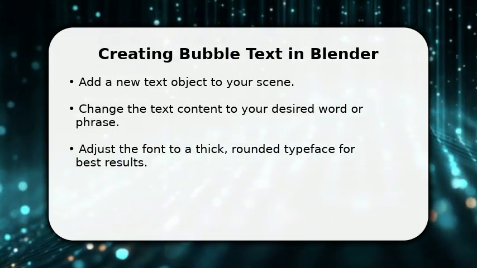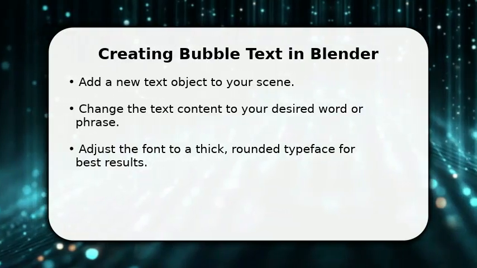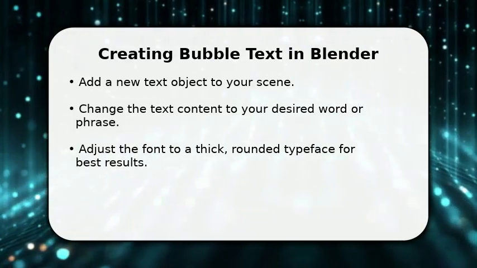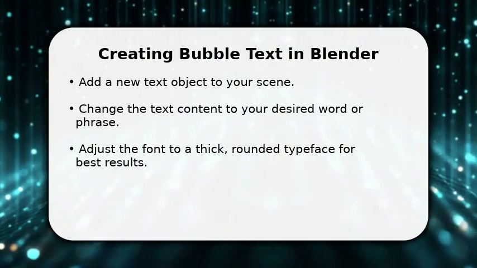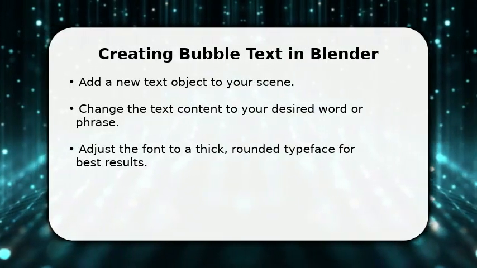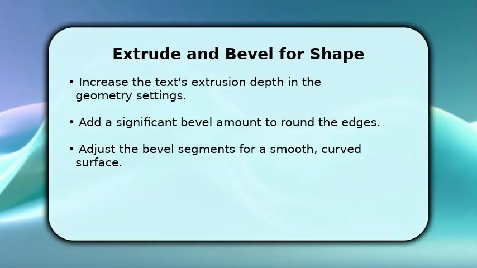Go to the Object Data Properties tab, click Font, and choose an open source font that is thick and rounded. This provides a great base for our bubble effect. Now, let's give our text that puffy bubble shape.